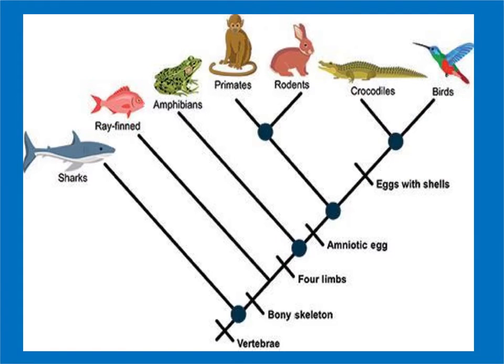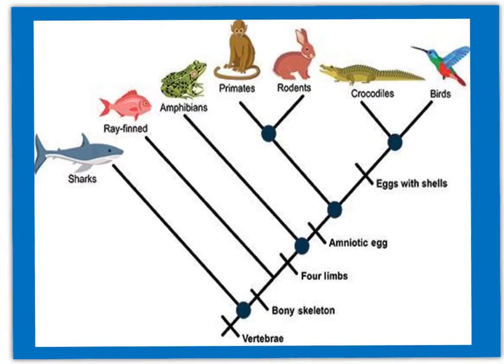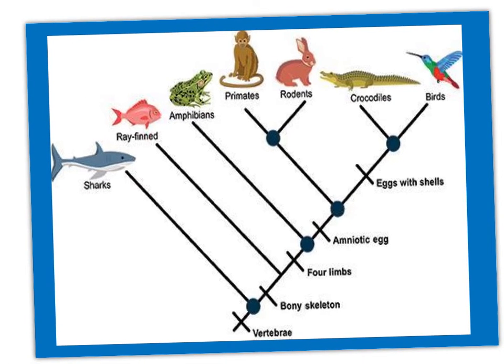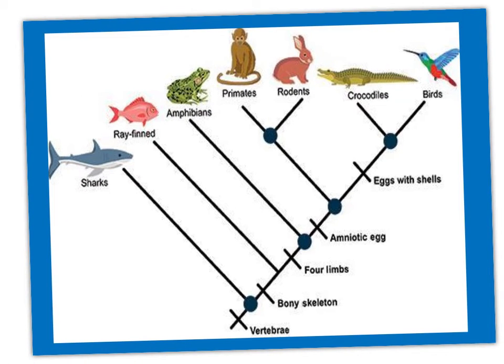So here's another example of a cladogram. We have our derived character, the vertebrae. That was the adaptation, and everything after that will have vertebrae. So you have sharks. Now sharks have vertebrae, but they have a cartilage skeleton. After the sharks, bony skeletons come up. So sharks do not have a bony skeleton, but all these things do.